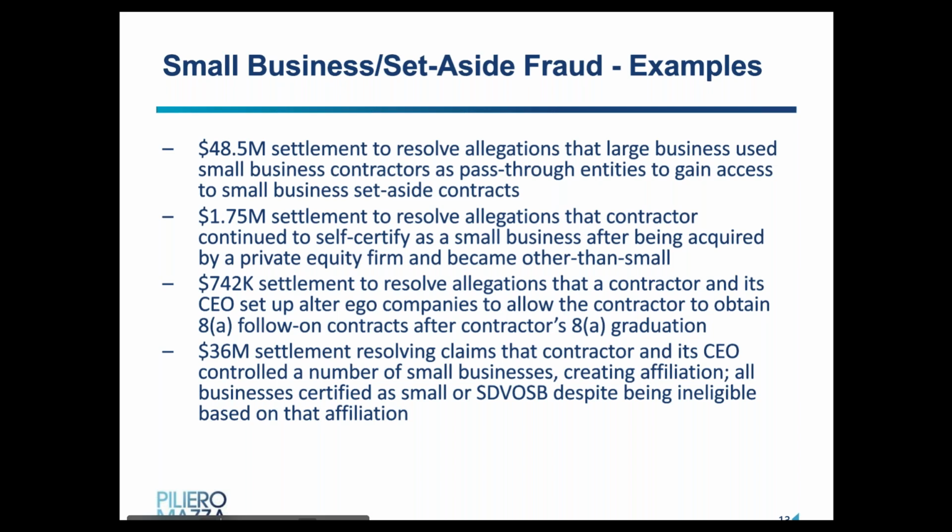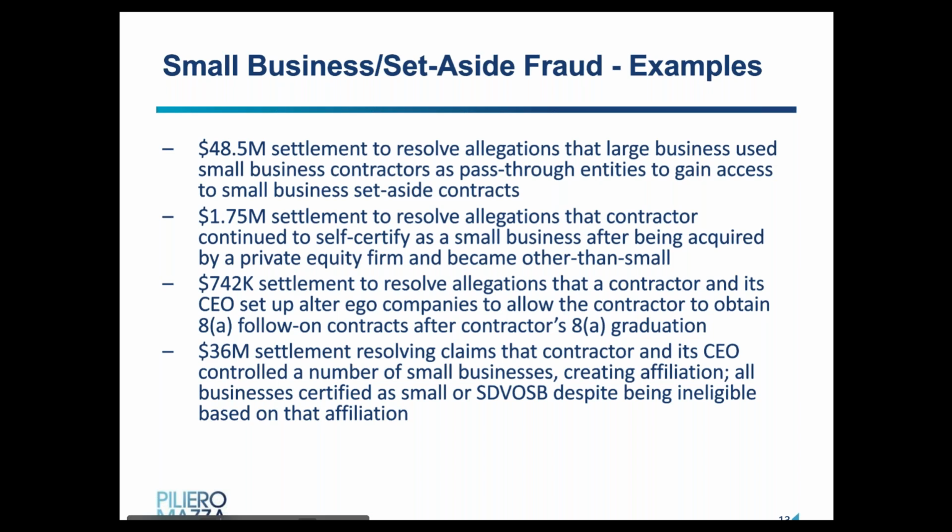This other one, 750,000-ish, right? That's a settlement regarding allegations that a contractor and its CAO set up alter ego companies, right, to allow these guys to keep getting 8A contracts even after they graduated. That's something that I'm not sure how uncommon it is, but this is a particularly egregious scenario.